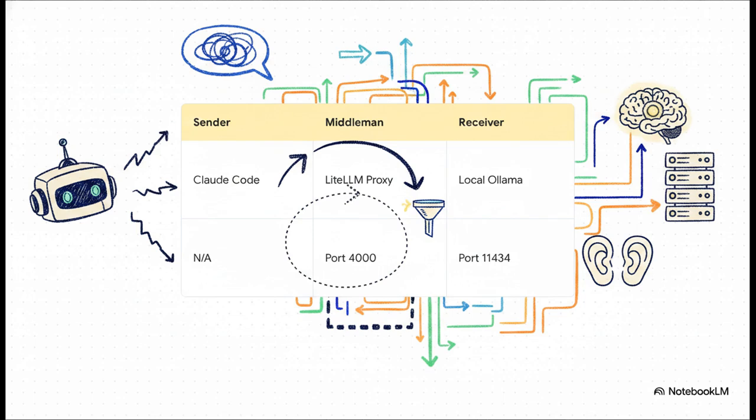Claude Code sends out requests, completely assuming it's talking to standard Anthropic servers. But we've intercepted it with our LiteLLM proxy on port 4000. The proxy seamlessly remaps that request and hands it straight over to port 11434, where our local Qwen 2.5 Coder model is eagerly listening. It is such a clever trick that fully bridges the two systems.